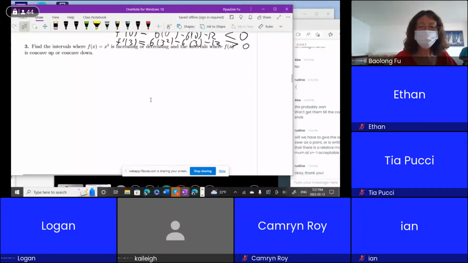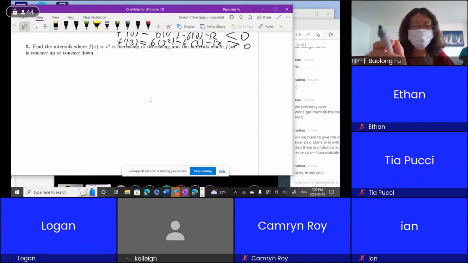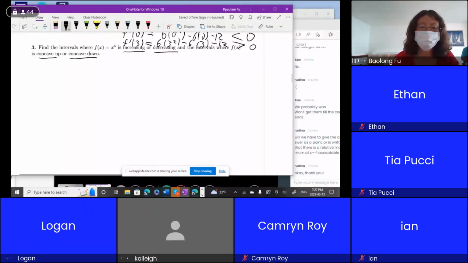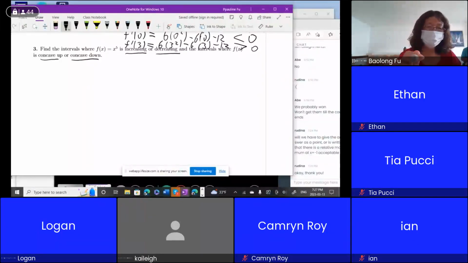So there are actually 4 questions here. 1, find the interval where it is increasing. 2, find the interval where it is decreasing. 3, find the interval where it is concave up. 4, find the interval where it is concave down. Okay, so let's do it.